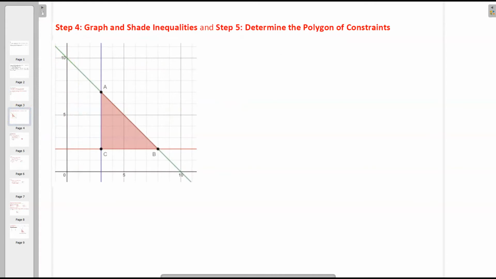So the green line is X plus Y less than or equal to 10, or after we've rearranged it, Y less than or equal to negative X plus 10. The red line is Y greater than or equal to 2. The purple line is X greater than or equal to 3, sorry. And then we've, of course, got our X and Y axes, so we know we have to be above the X-axis and to the right of the Y-axis, because we can't have negative numbers in this situation.